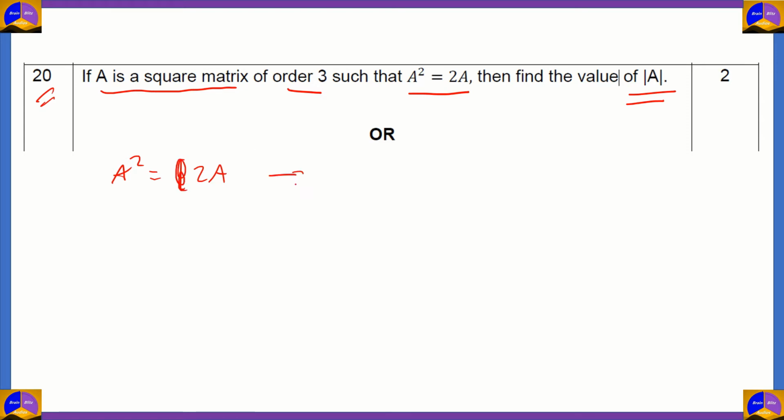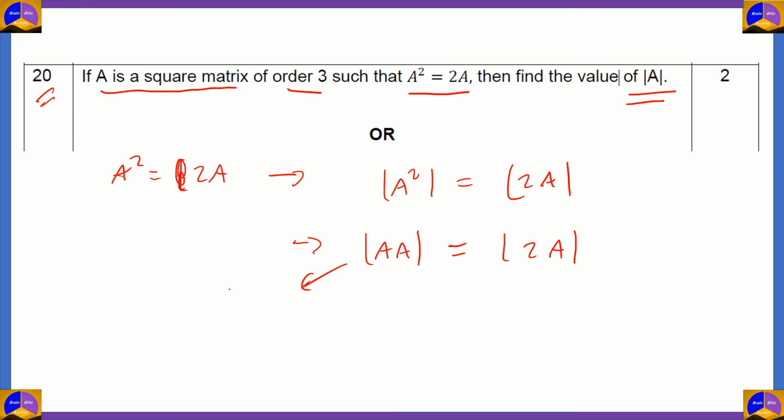And what we can do is apply determinant on both sides. So determinant of A square is equal to determinant of 2A. A square can always be written as A times A, so the left hand side is determinant of A times A, and the right hand side is determinant of 2A. Now we're going to write the left hand side using determinant AB equals determinant of A times determinant of B, and the right hand side using determinant of KA equals K raised to N times determinant of A.